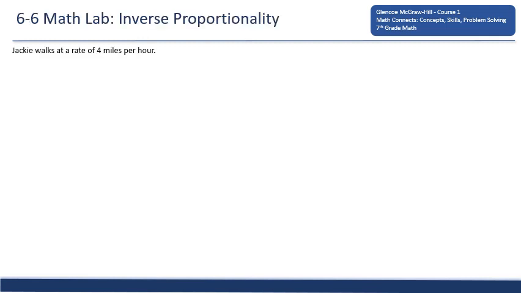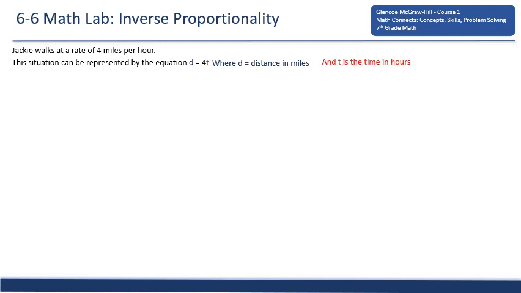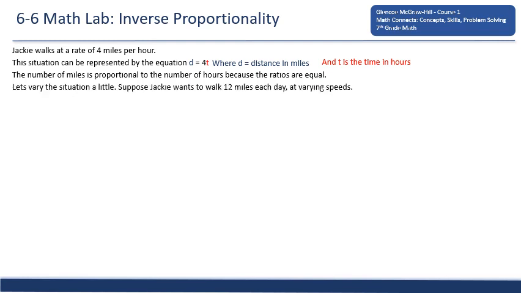Jackie walks at a rate of 4 miles per hour. The situation can be represented by the equation d equals 4t, where d equals distance in miles, and t is the time in hours. The number of miles is proportional to the number of hours because the ratios are equal.